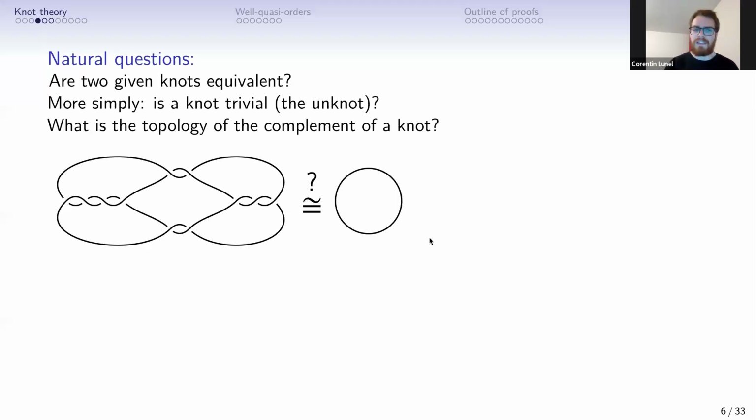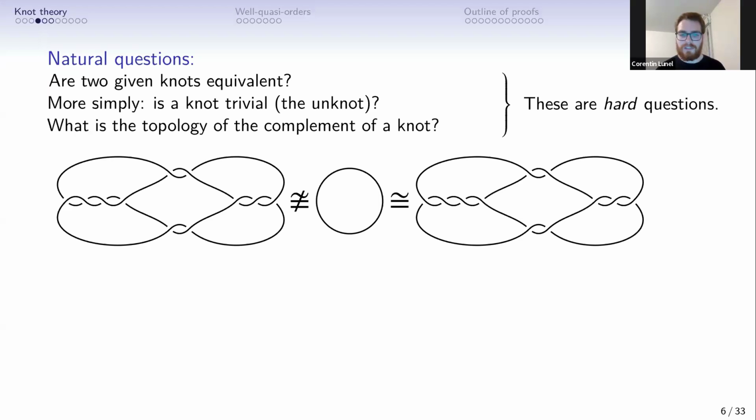It's not as easy, right? And from a topological point of view, you can also wonder what is the topology of the complement of a knot. Knots are very linked to the topology of their complement, so it makes sense to question ourselves about this. And these are hard questions.